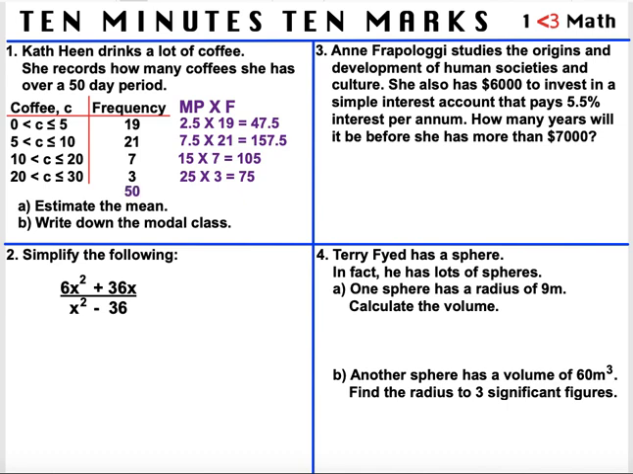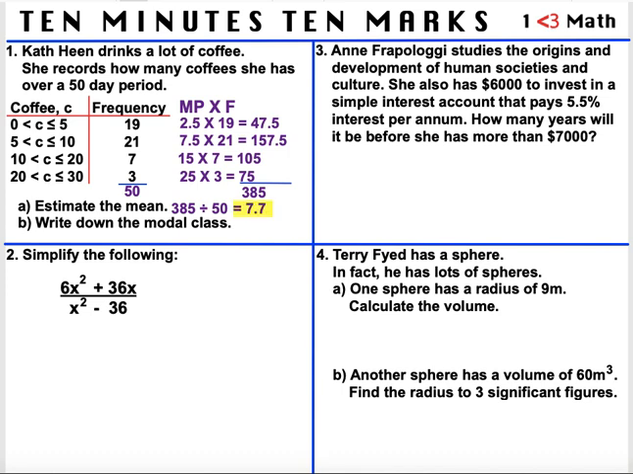A common mistake here, by the way, would be to divide by 4 because there's 4 rows, but you do need to total up the frequency. So to estimate the mean, we'll total up our midpoint times frequency. That is 385. So we're going to do 385 divided by 50, and that gives us 7.7.